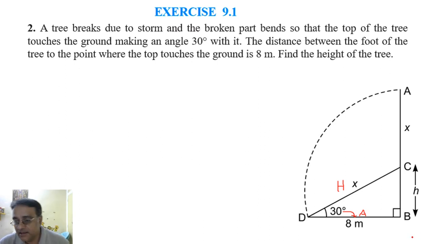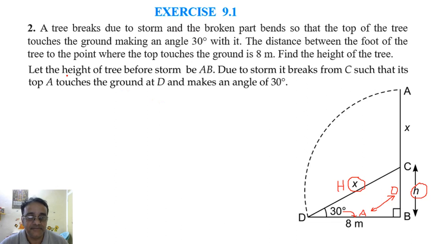And for finding the value of h, this side is opposite side, opposite to this angle. And which trigonometric ratio belongs to opposite and adjacent? Tan theta, right? So we'll use tan theta to find the value of h, and we'll use cos theta to find the value of x. Now let us start. Let the height of the tree before storm be AB, and due to the storm it breaks from point C such that top A touches the ground at D and makes an angle of 30 degree.